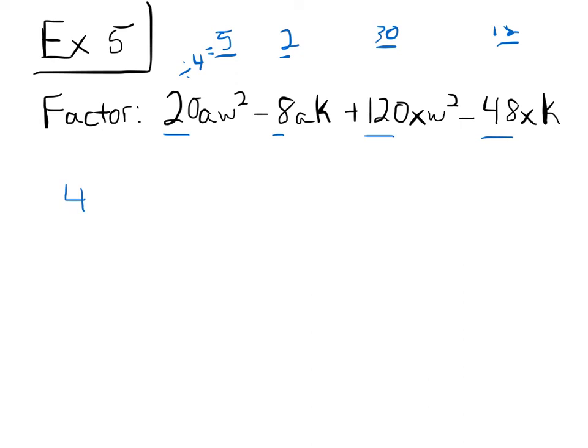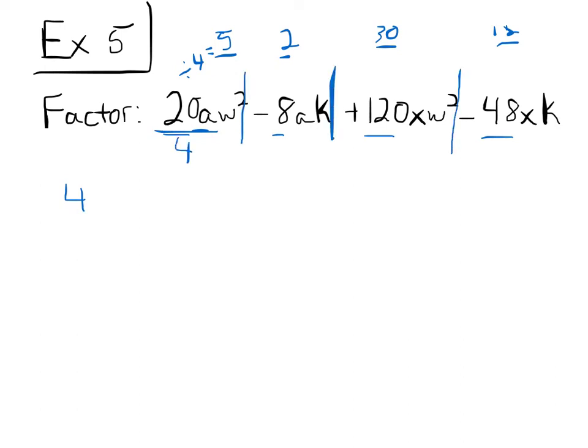Okay. Now I also want to look at variables. This first term has an A. Do they all have an A? Nope, these last two don't have an A. W, nope, they don't all have a W. K, nope, they don't all have a K. And X, they don't all have an X. Okay, so what I have to do first is factor out a 4.